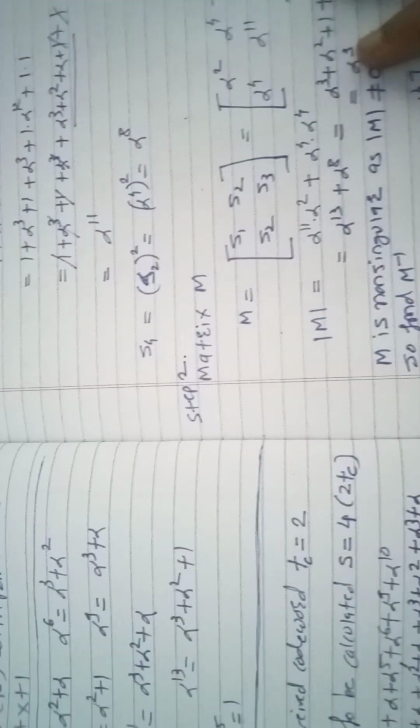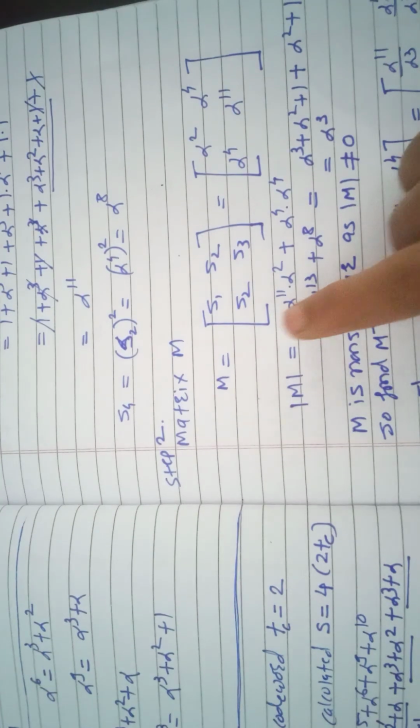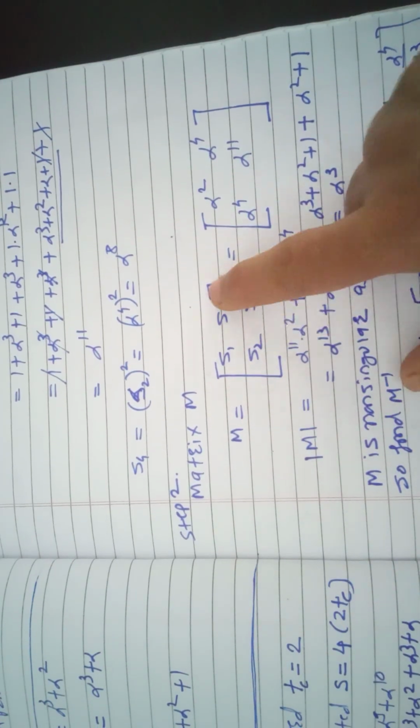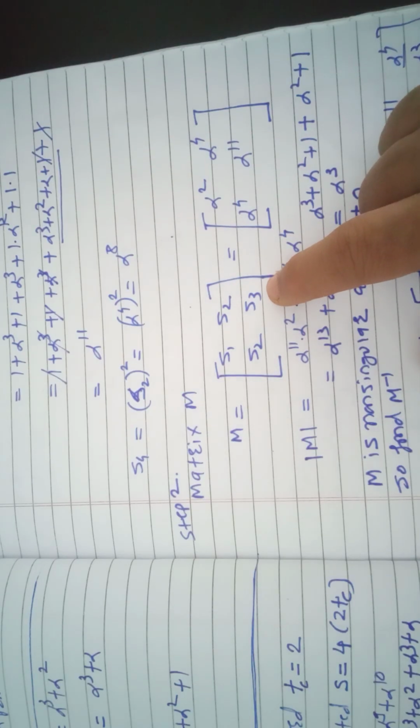So this is step 1. We have computed the syndromes. After that, step 2 is compute matrix M. So matrix M is equal to S1, S2, S2, S3, when there are 2 errors in the received code word. So S1, S2, S2, S3.